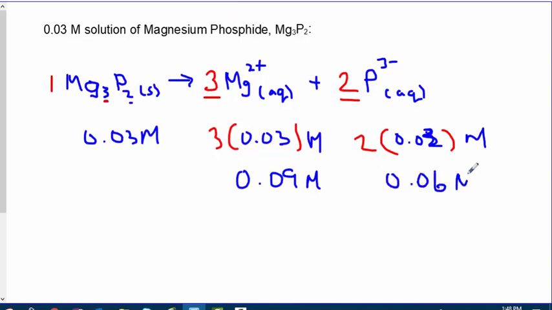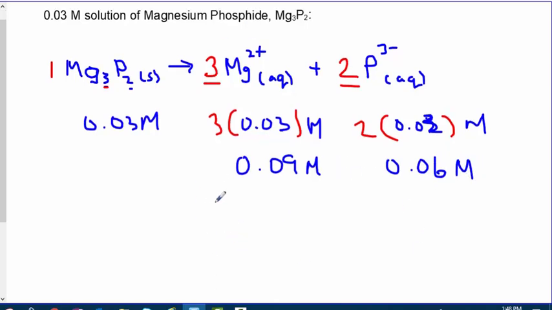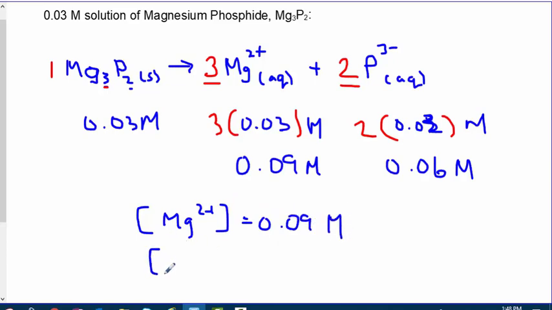moles per liter, molar. Okay, I can leave it like this, or if I want to be really clean and tidy, I could write square brackets, which mean concentration. The concentration of magnesium 2+ is equal to 0.09 moles per liter, or molar. And the concentration of phosphide ion is equal to 0.06 molar. And there are my answers.